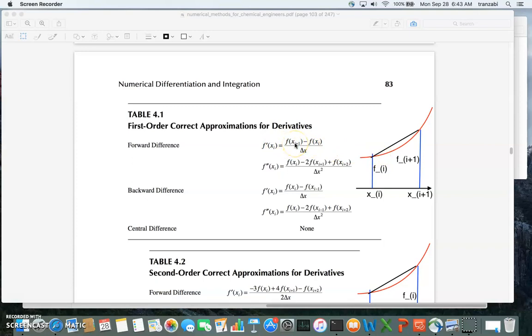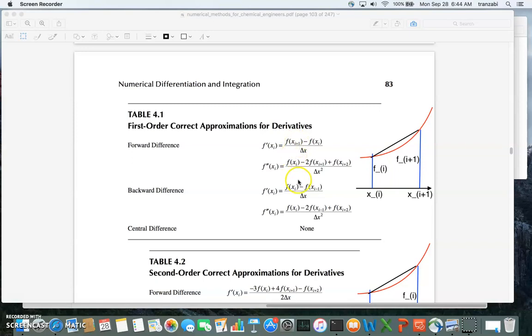It's forward because if you want to calculate the derivative at point xi, you look at a point ahead of you, which is xi plus 1, and then you use the function value at that point to construct the derivative. So if you sit at point xi to calculate the derivative, you need to know the function at the point ahead of you, which is f of xi plus 1. And that is called forward difference.